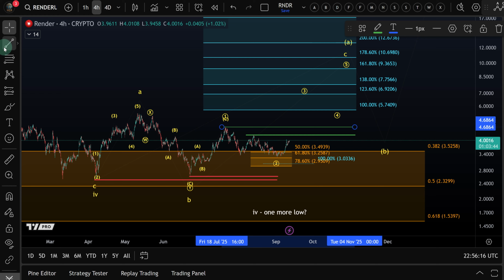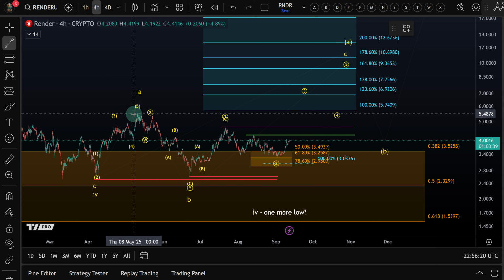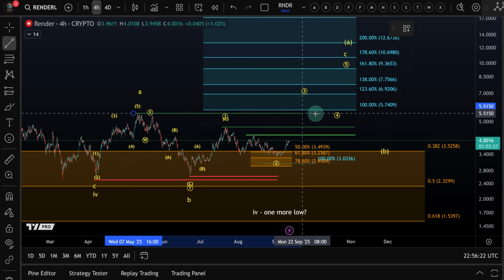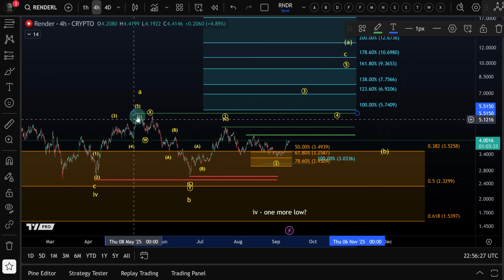The one that is more meaningful is the swing high here from May. That's at $5.50, yeah, plus minus a few cents depending on your exchange. The reason why this is really relevant is because this is the top of the 5-wave move up that occurred.